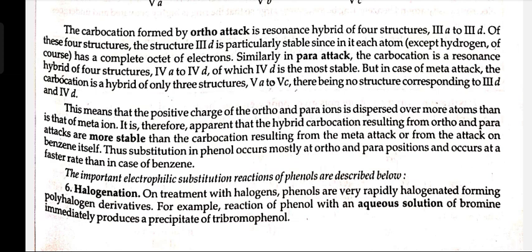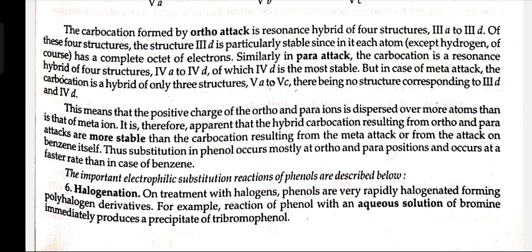Similarly, in para attack, the carbocation is a resonance hybrid of four structures, that is 4A to 4D, in which 4D is most stable. But in the case of meta attack, the carbocation is a hybrid of only three structures, that is 5A to 5C. There is no structure corresponding to 3D and 4D.